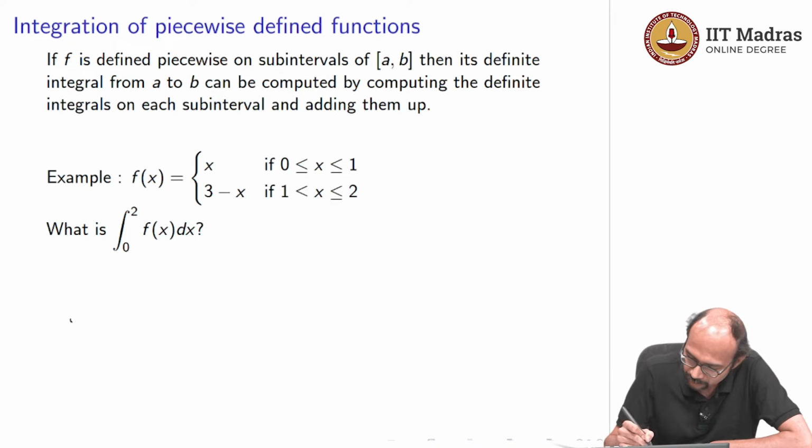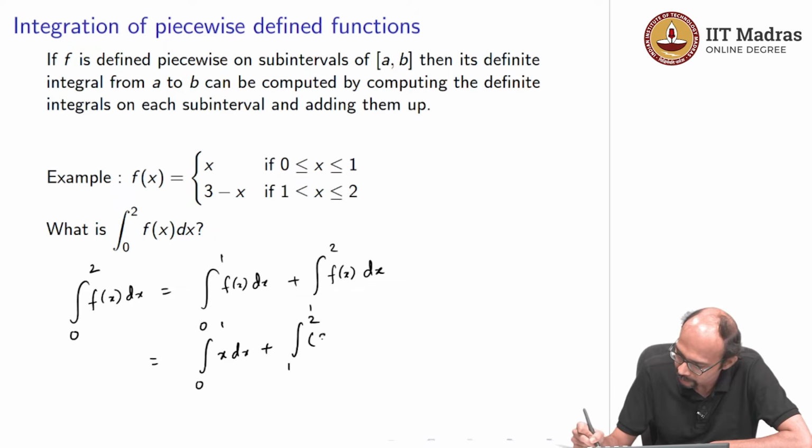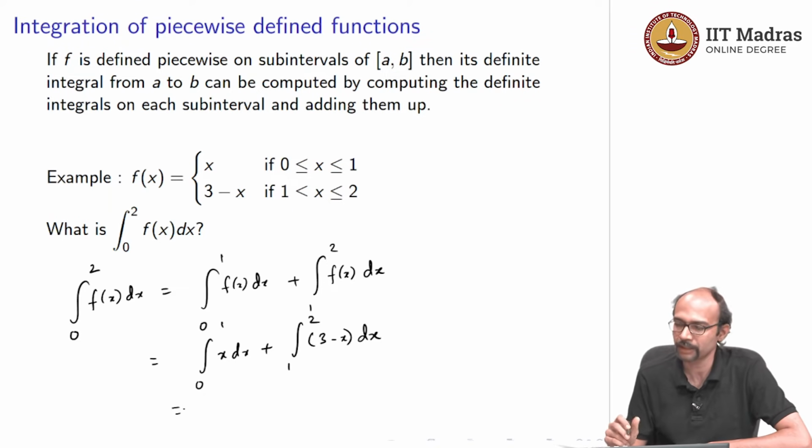So, to compute this, we will break it up into each part on which it is defined. So, it is the integral from 0 to 1 of f of x dx plus the integral from 1 to 2 of f of x dx, but from 0 to 1 this is exactly x, and from 1 to 2 this is 3 minus x. Now, notice that this function is actually not continuous at the point 1, because the left limit is 1 whereas the right limit is 2.